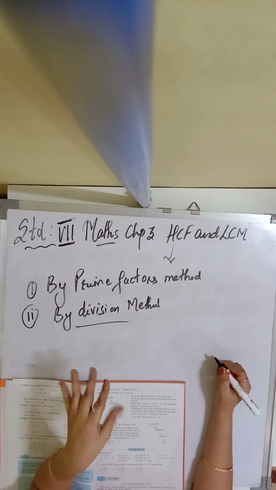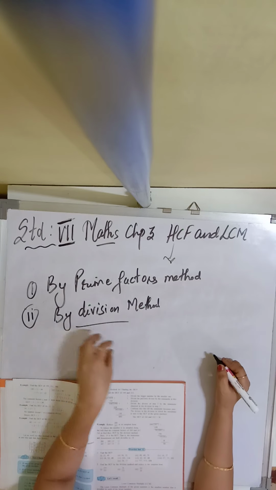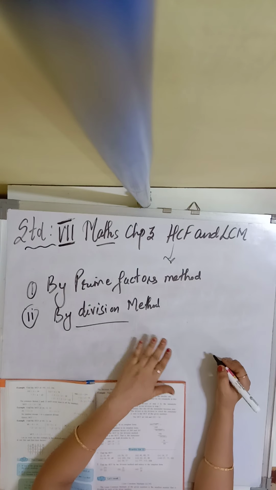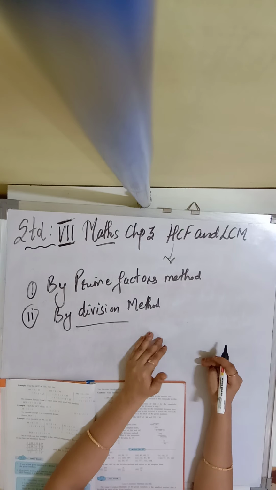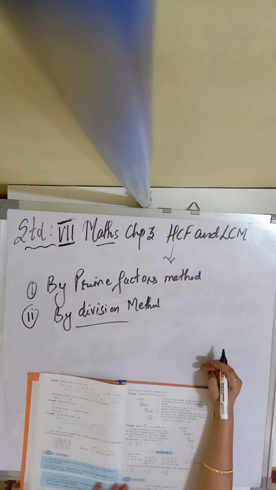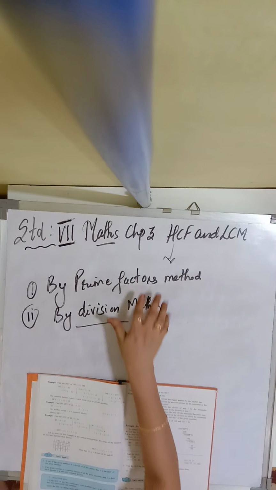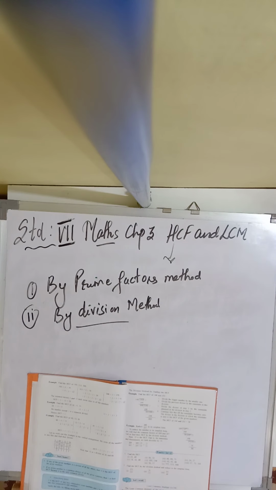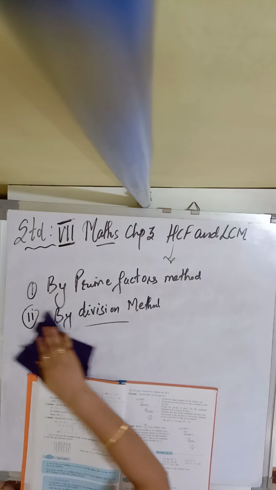So our next topic is to find the HCF by the division method, and then, children, in the exam the question will come: find the HCF by division method and reduce to the simplest form. After finding the HCF, children, we have to reduce the fraction to the simplest form. With an example the things will be more clear. So write down: two methods to find the HCF, the prime factors method and the division method. Today we are going to learn this division method to find the HCF.